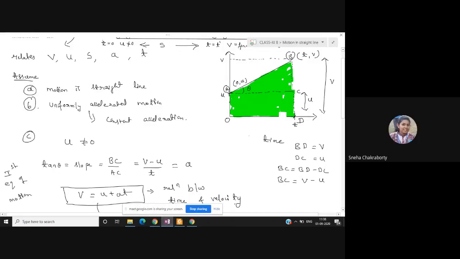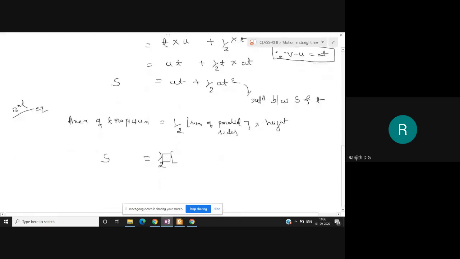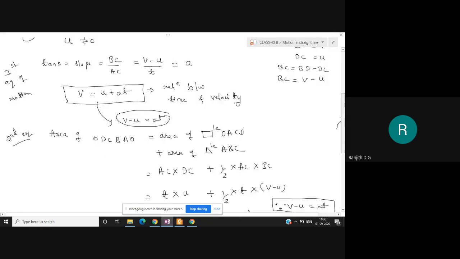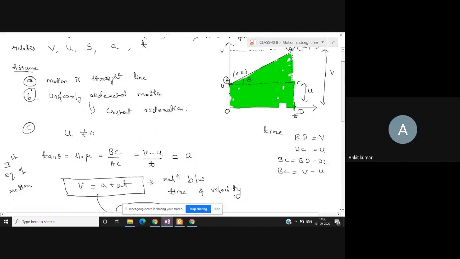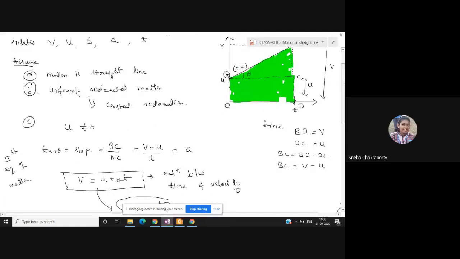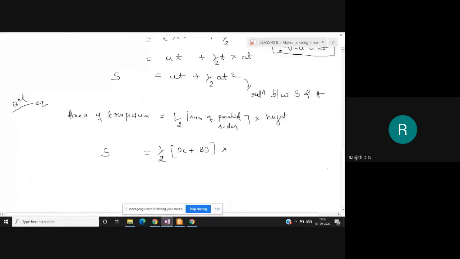OA plus BD. Yes, OA plus BD, or you can say DC plus BD also, right? Because OA is equal to DC, I can say DC plus BD. Then what is the height of this trapezium? AC is the height of this trapezium.